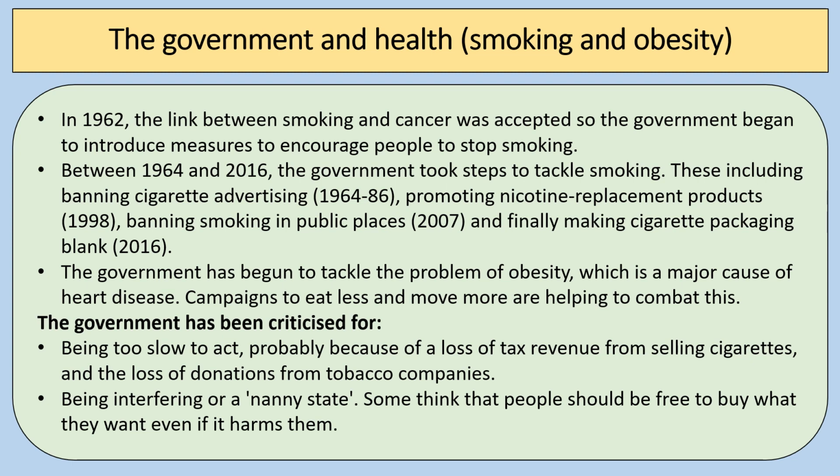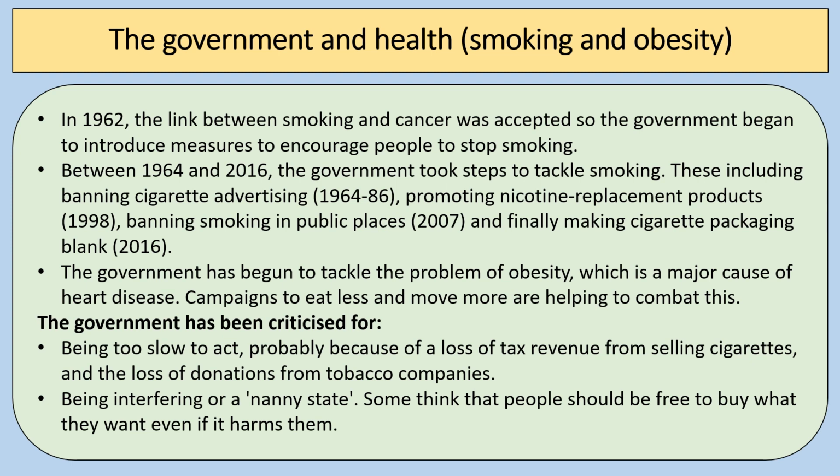Okay, so the government's also brought in laws to tackle smoking. In 1962, the link between smoking and cancer was accepted, so the government began to introduce measures to encourage people to stop smoking. Between 1964 and 2016, the government took steps to tackle smoking, that included banning cigarette advertising, promoting nicotine replacement products, and banning smoking in public places, and finally making cigarette packaging blank. The government has also begun to tackle the problem of obesity, which is a major cause of heart disease. Campaigns to eat less and move more are helping to combat this.